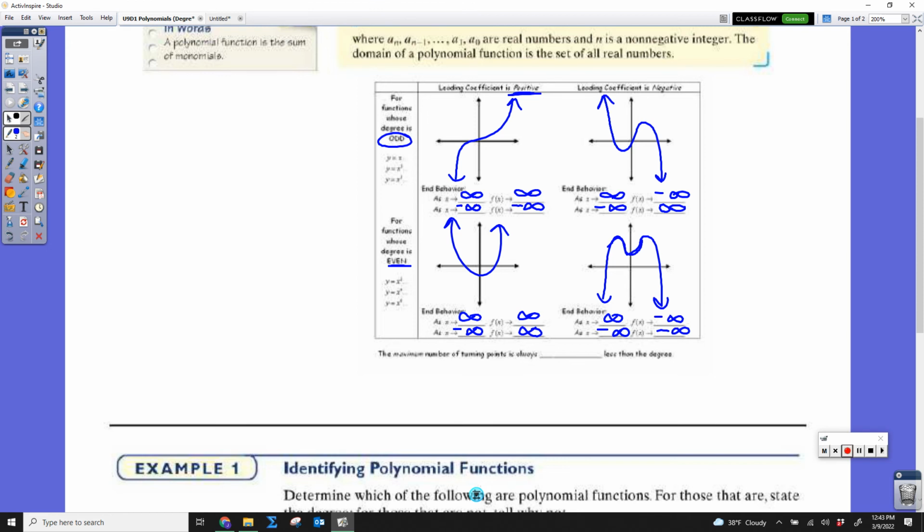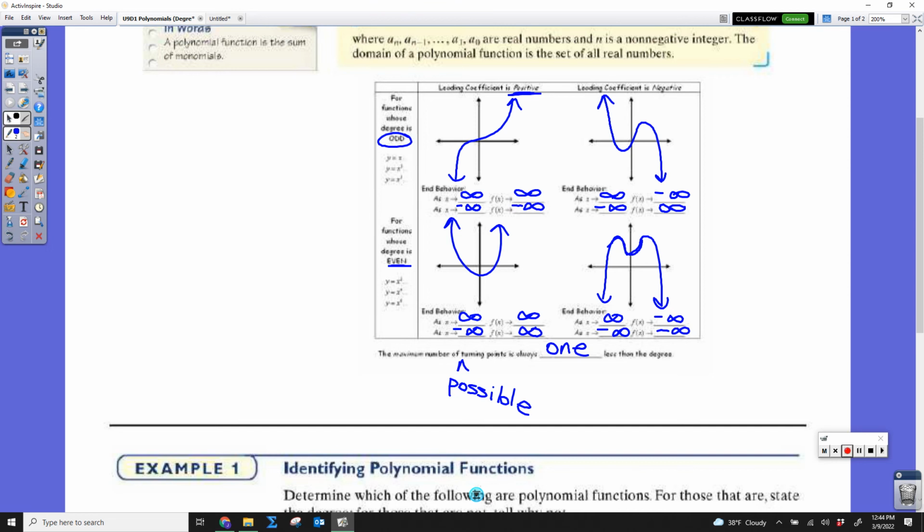Now, on these, I didn't do very much on this left column, but over here on the negatives, I threw in some different relative maxes and mins. Right here, the maximum number of turning points is always how many less than the degree? That's right, it is 1. And I'll explain what that means. One thing I need you to add in there, though, is the maximum number of possible turning points.